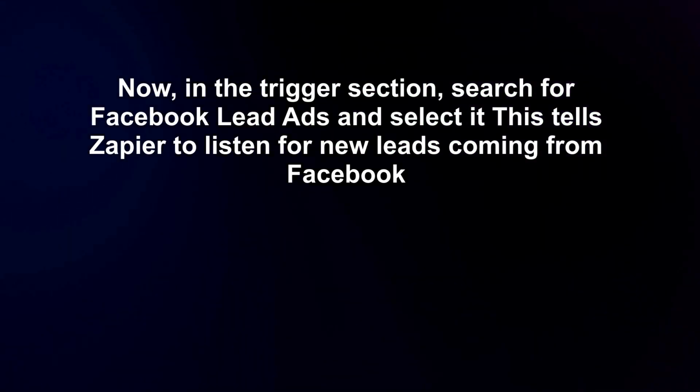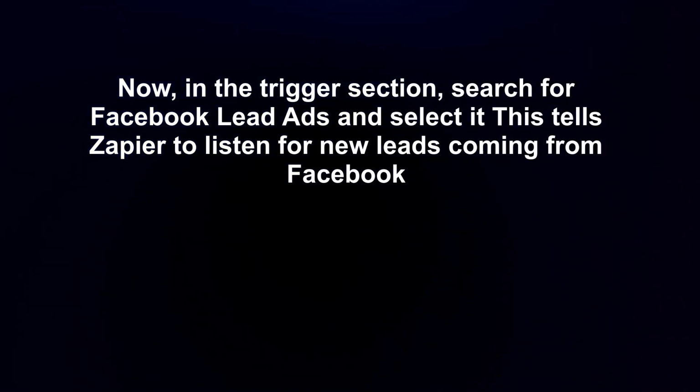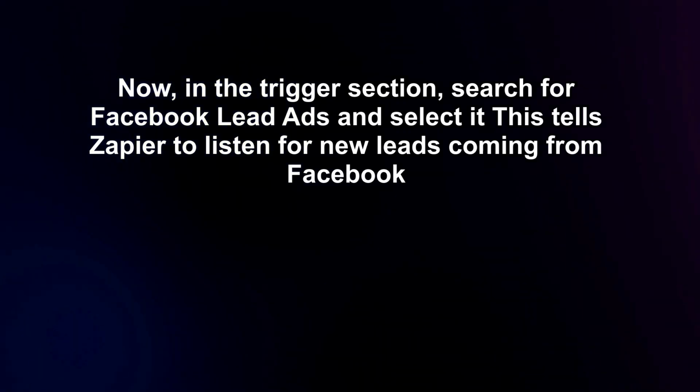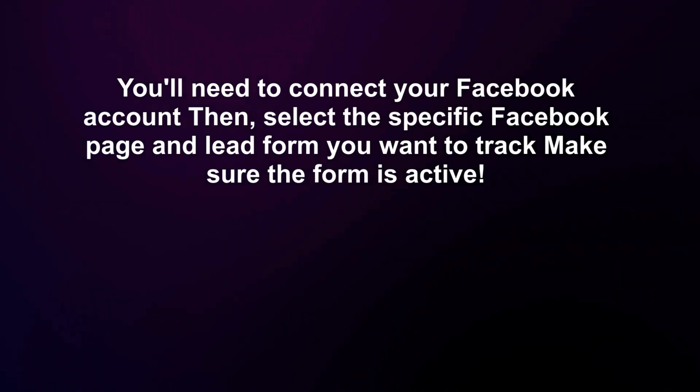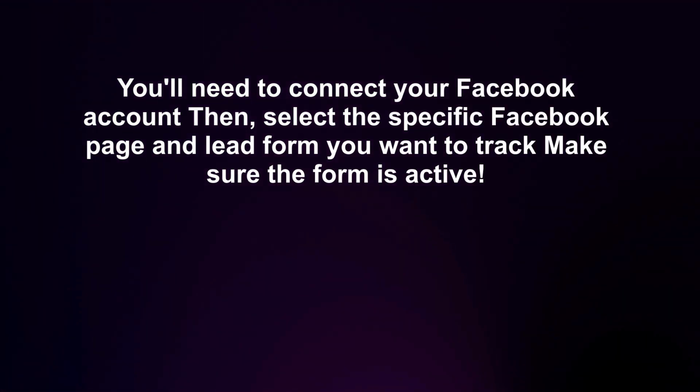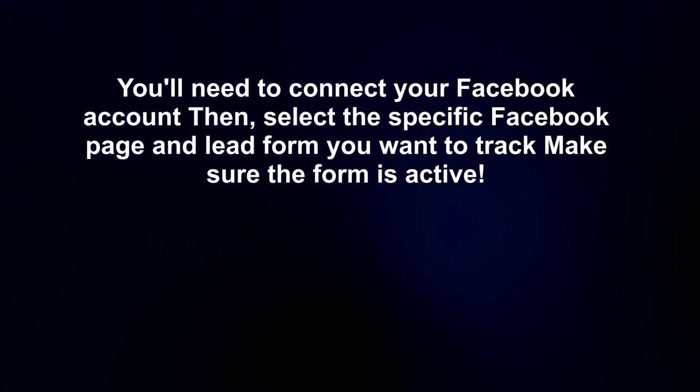Now, in the trigger section, search for Facebook lead ads and select it. This tells Zapier to listen for new leads coming from Facebook. You'll need to connect your Facebook account, then select the specific Facebook page and lead form you want to track. Make sure the form is active.